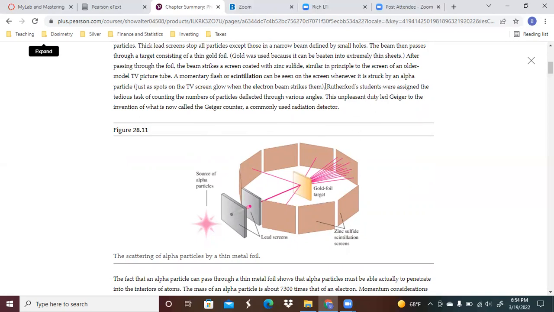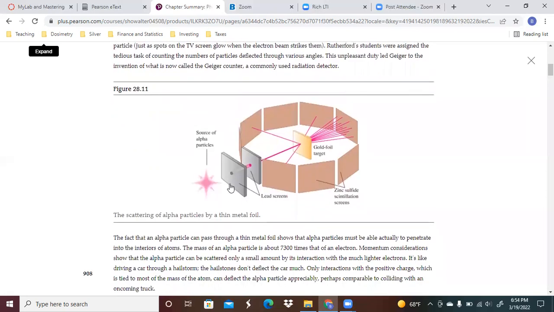Rutherford's students were assigned the tedious task of counting the number of particles deflected through various angles. And again, as a graduate student, you get stuck doing a lot of things that the professor overseeing it doesn't want to do. And so Geiger is the guy that got to go through this, and he invented something that's now called the Geiger counter, a radioactive detector.